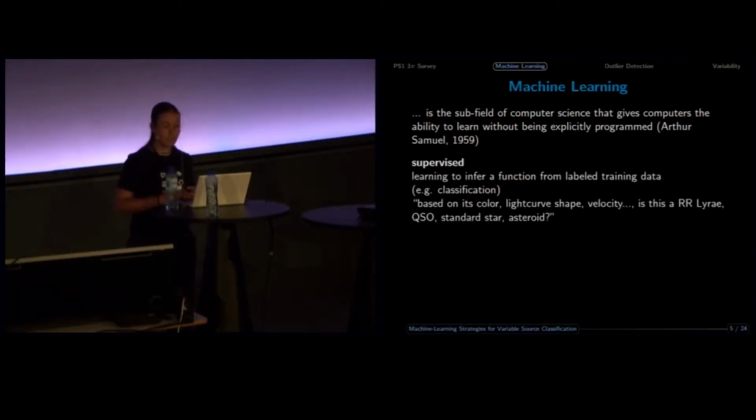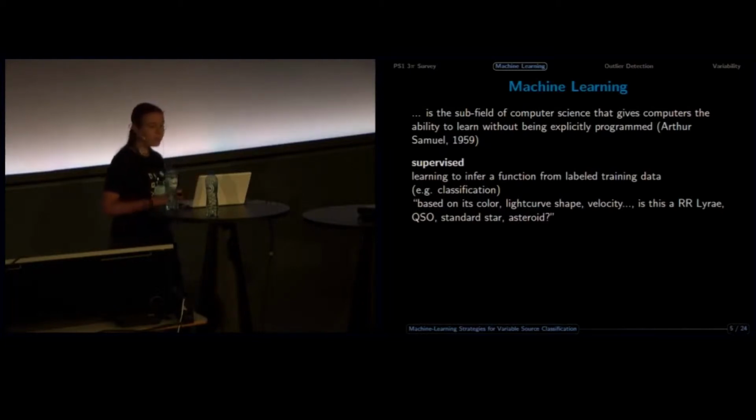One of them is supervised learning. This means learning to infer a function from labeled training data. For example, this is useful for classification, and this means that based on some specific properties, we call them features, the computer should decide if this is, for example, an RR Lyrae star, a quasar, a non-varying standard star like our Sun, or an asteroid.